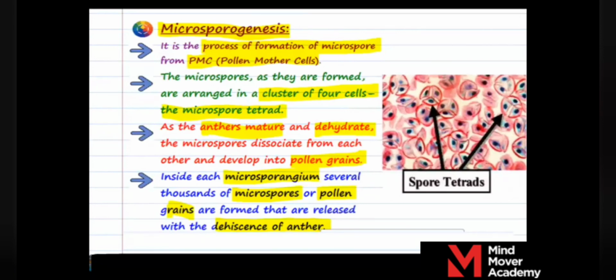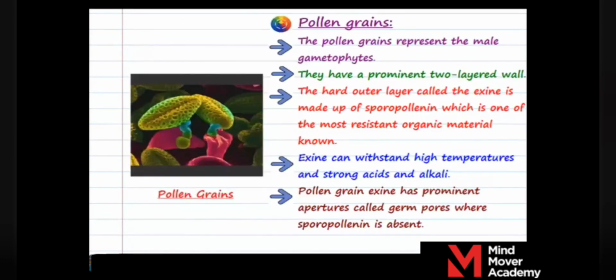Here in this image, you can see beautifully shown spore tetrads. They are very clearly visible. The tetrads are formed of microspores. So that was all about microsporogenesis, that is the formation of microspores. Now we study about pollen grains.